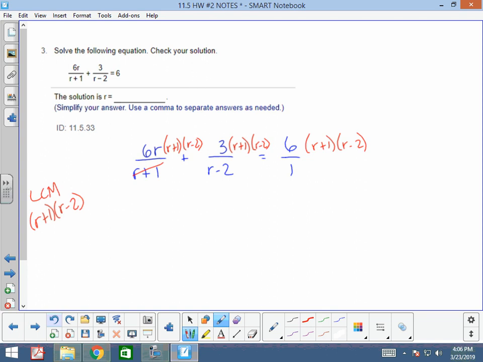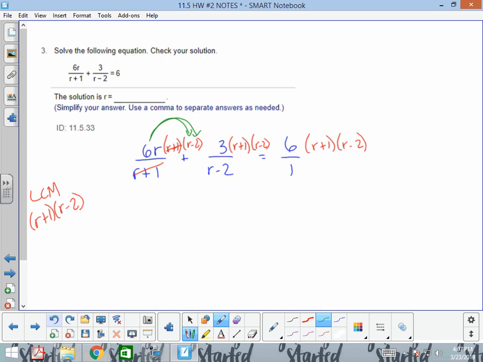Alright, so r plus 1's cancel, so they become 1's. So I'm multiplying 6r times r minus 2. So that is 6r squared minus 12r. Now, next one, r minus 2's cancel. So I am multiplying 3 times r plus 1. Doing the distributive property again, that's 3r plus 3 equals.